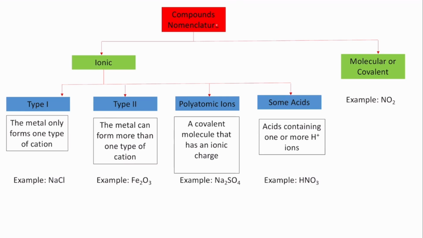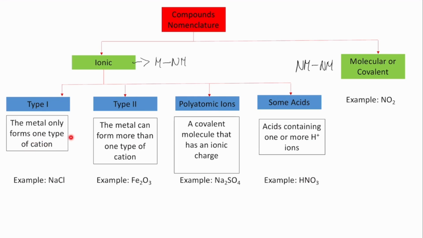The next topic is compounds nomenclature. There are two types of compounds, ionic and covalent. As I mentioned in a previous video, ionic is the bonding between a metal cation and a non-metal anion, and covalent is the bonding between a non-metal and another non-metal. Within ionic, we have four types of ionic compounds. In this video, I will talk about type 1 and type 2.